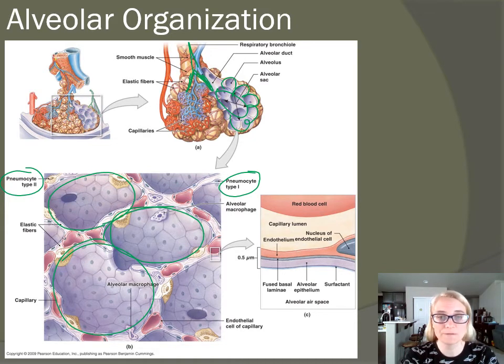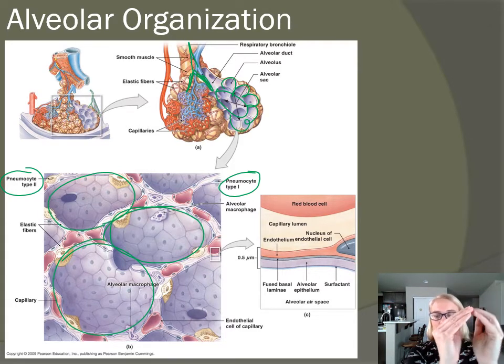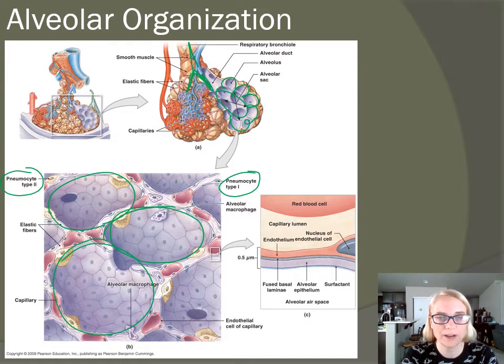So with these surfactant secreting cells, they secrete this little solution called surfactant, and that breaks those hydrogen bonds. It decreases the surface tension. So when you exhale and the alveoli shrink, they're not going to slam closed. The surfactant keeps them open and allows them to inflate and deflate without having to slam closed. So that is the job of those surfactant secreting cells, the type 2 pneumocytes.